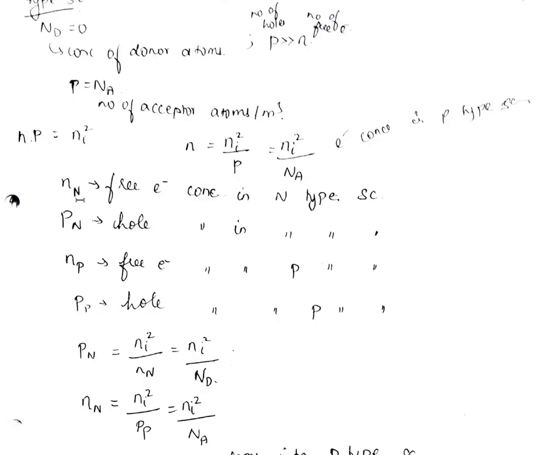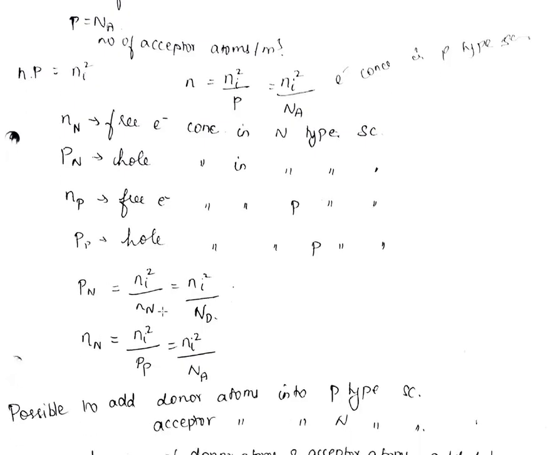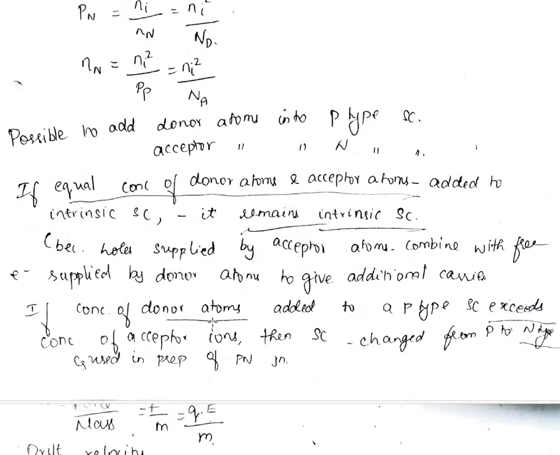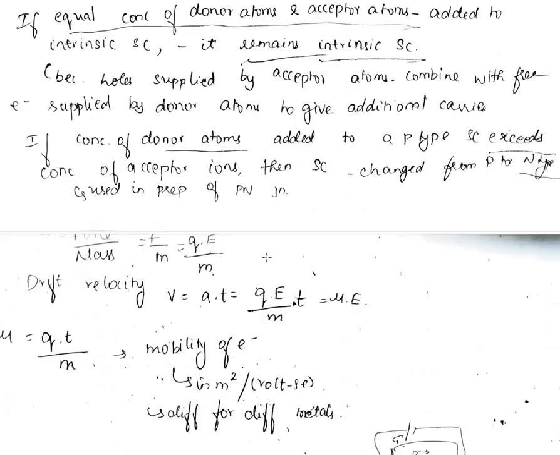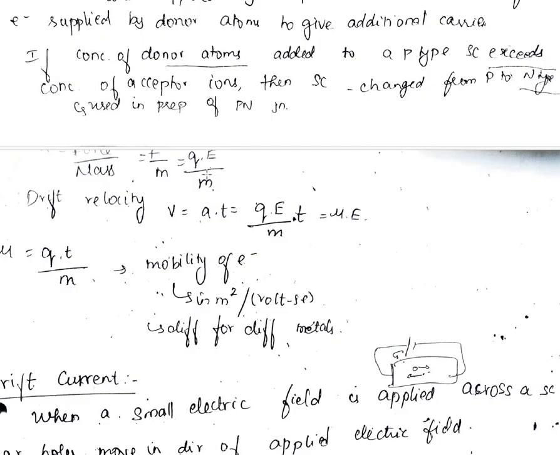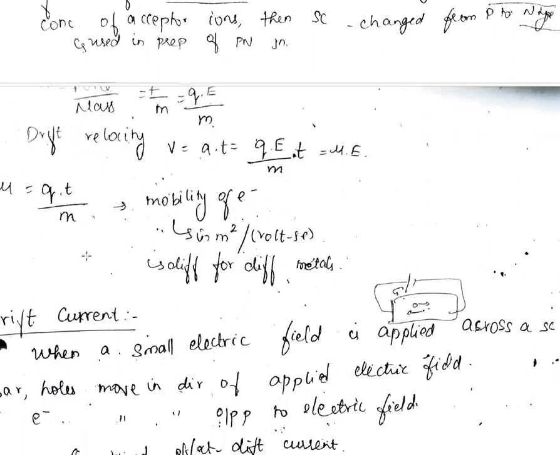Take nn as the number of free electrons in n type, pn the number of holes in n type, np the electrons in p type, and pp the holes in p type. We can write pn equal to ni square by nn or ni square by Nd, and np equal to ni square by pp or ni square by Na. So if equal concentrations of donor atoms and acceptor atoms are added to an intrinsic semiconductor, it remains an intrinsic semiconductor. If more donor atoms are added than acceptor atoms, it becomes an n-type semiconductor. Force by mass is equal to QE by m. Drift velocity is mu E, where mu is Q tau by m.